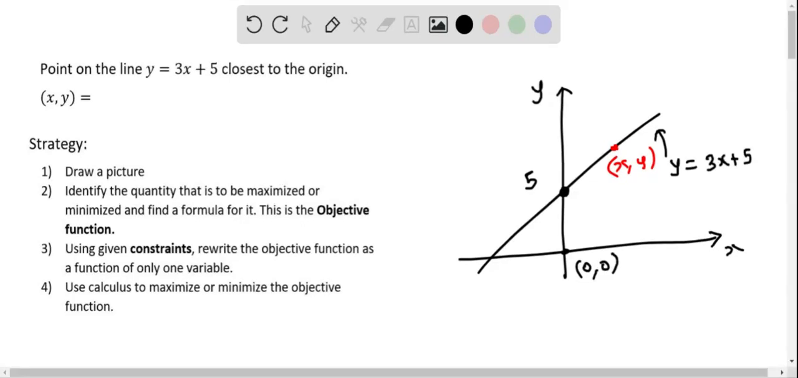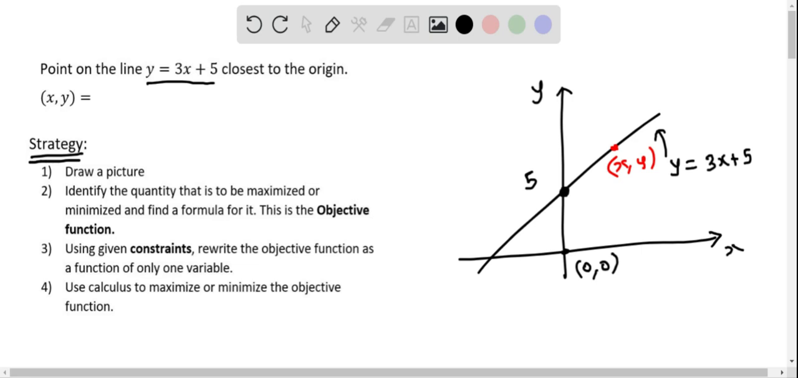We now determine the point on the line y equals 3x plus 5, which is closest to the origin. This is one of the applications of maxima and minima, otherwise called an optimization problem. To solve this type of problem, we'll use the strategy I have outlined here. We have about 4 steps.